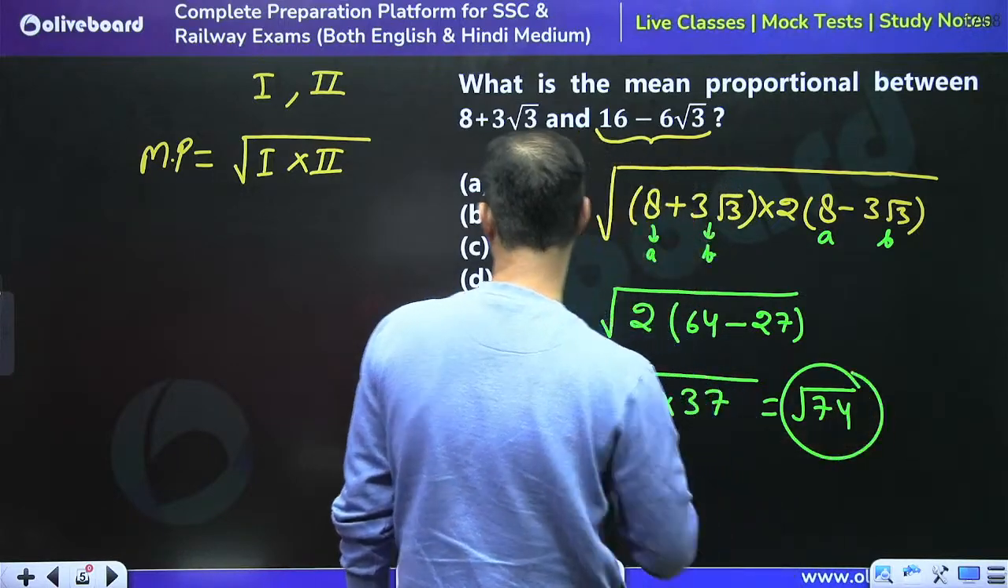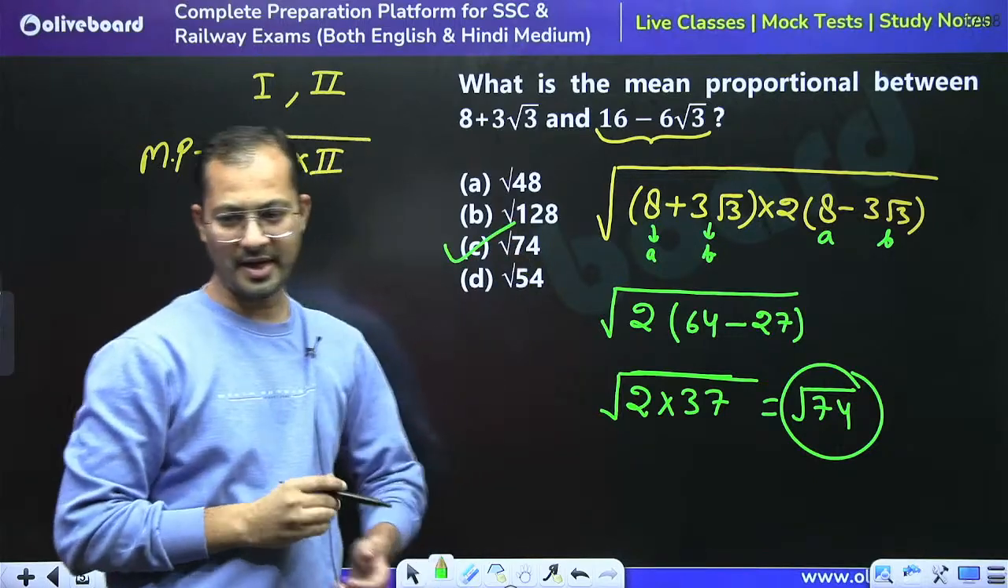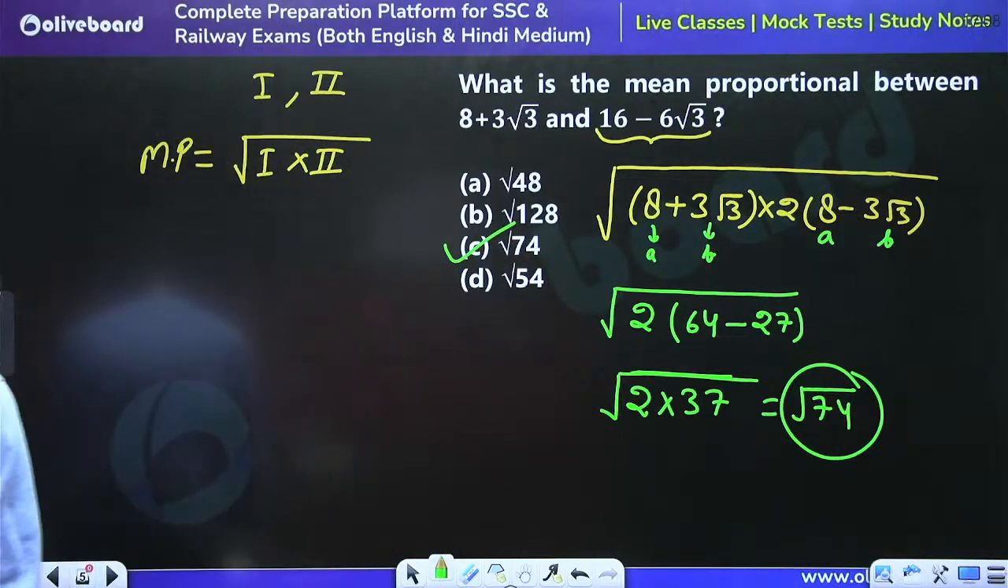Root 74 is the right answer. So C part is the right answer. That's all.